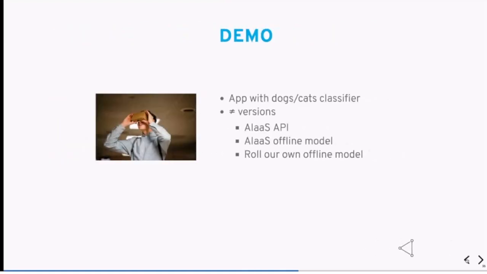Now for the demo, we'll be building a small Xamarin app which will be able to classify cats and dogs, with a very good performance of 90%. And we'll make different versions. We'll use AI as a service and use the API. Then we'll use the AI as a service in the offline model, so basically just on the device. Thirdly, we'll run our own offline model, so we'll do everything, quote unquote, from scratch: build the model, train the model, convert the model, deploy it, and use it in our application.